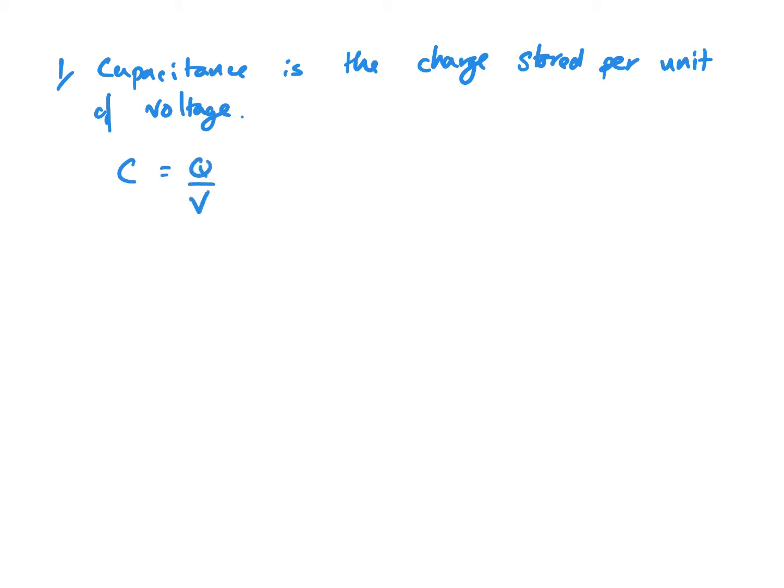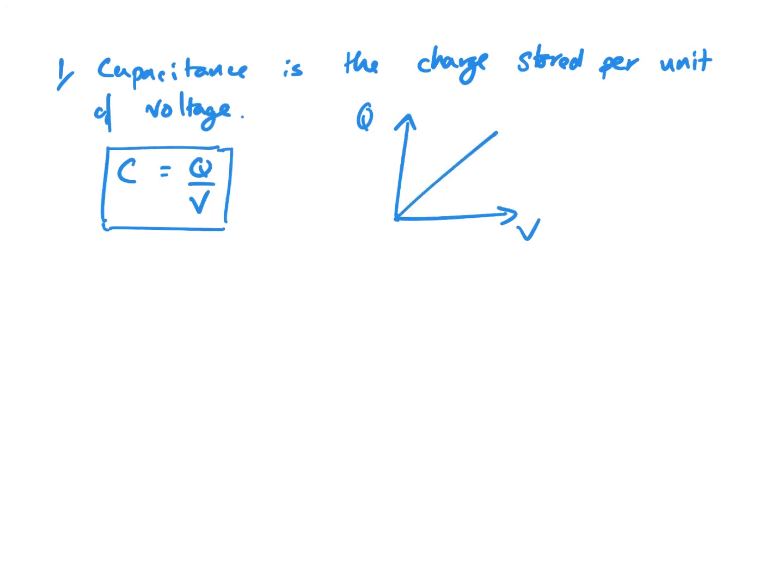Basically, in order to get charge stored onto a capacitor, you have to apply a voltage. And what we find when we do the experiment is that there's a direct proportion between the charge stored and the voltage. If you measure for different voltages, you get direct proportion, and we call that constant of proportion, the gradient of that line, the capacitance.